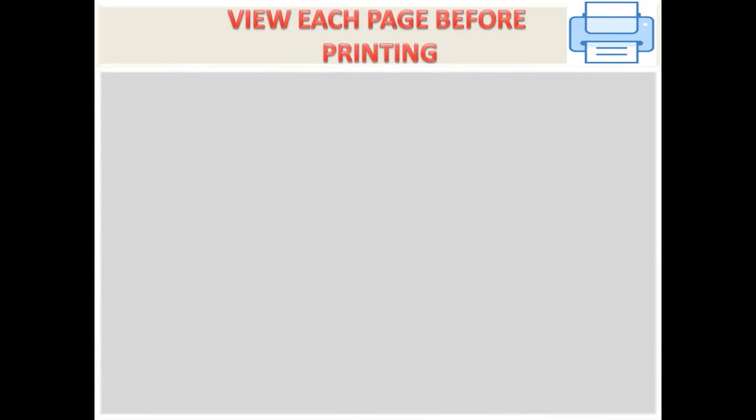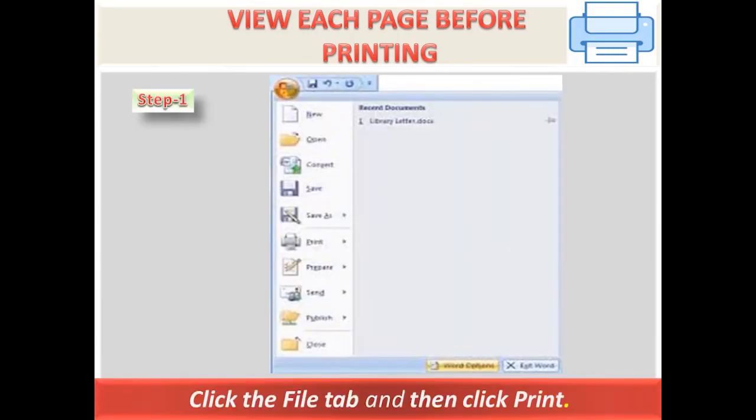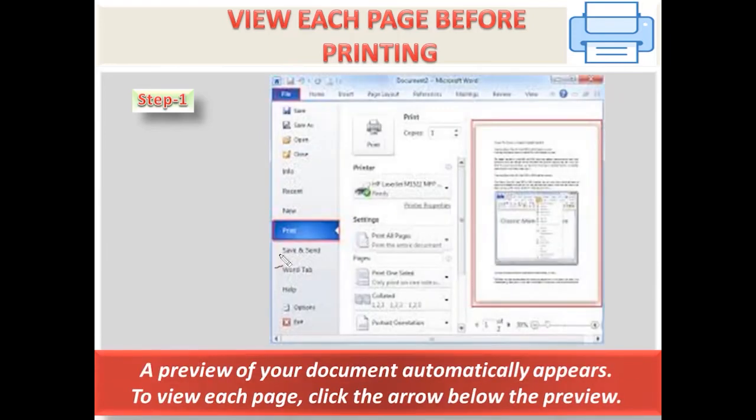To view each page before printing, let us see the steps. Step 1. Click the File tab and then click the Print button. This is the Office button. Click on this Office button, then the sub-menu will appear on the list. From here, we have to select this Print option. A preview of your document automatically appears.